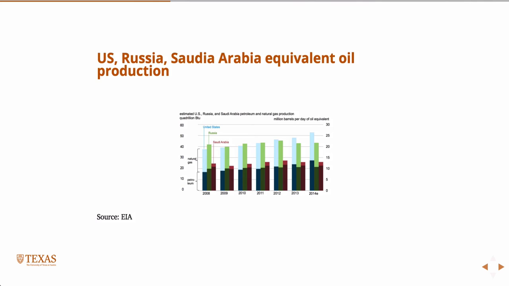From a national security perspective, people make the argument that our dependence on foreign oil makes us less safe. Last year we surpassed Saudi Arabia in terms of oil production. We surpassed Russia in terms of gas production in the United States, again due to the technology of hydraulic fracturing, horizontal drilling, and shale.